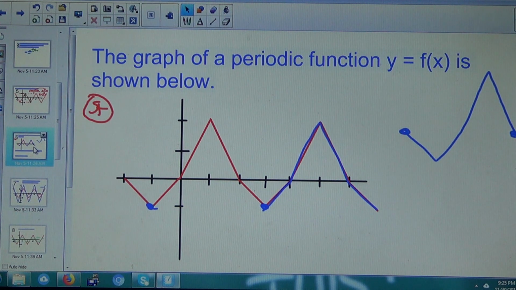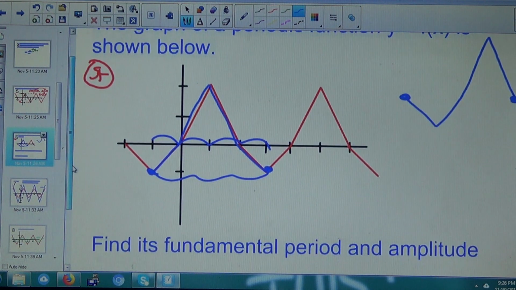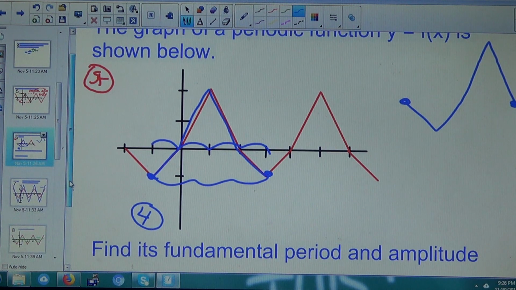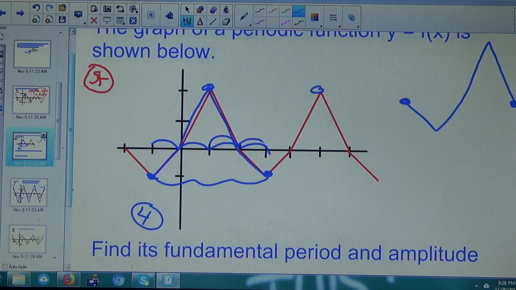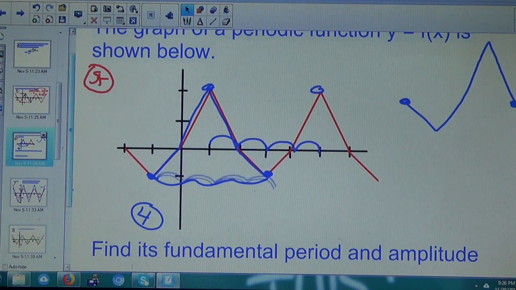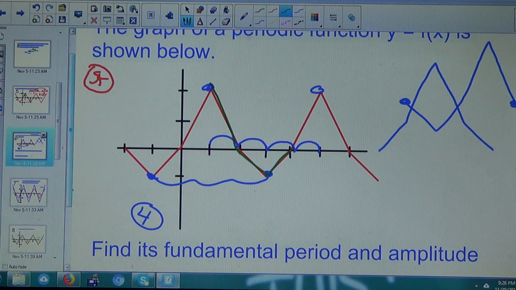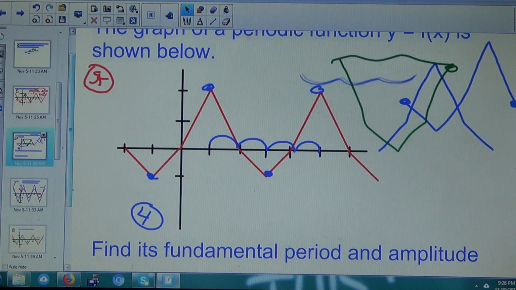Alright, so how far is it from peak to peak, or from valley to valley on this one, I guess? How far is it from here to here? Count it out. 1, 2, 3, 4. So, what is the fundamental period? 4. Alright, I also need to find the amplitude on this. And you could have gone from peak to peak. How many is that? 1, 2, 3, 4. Peak to peak, which actually now would look like this. Okay, that's also 4.